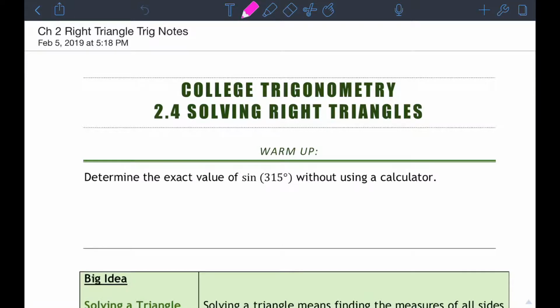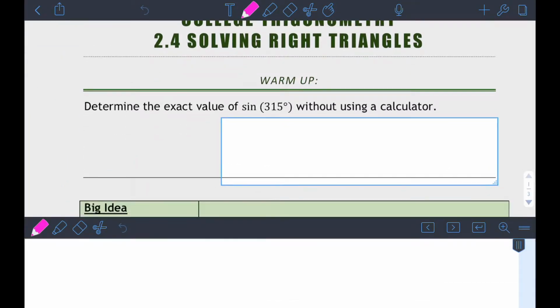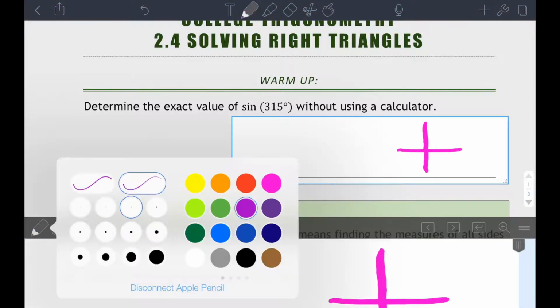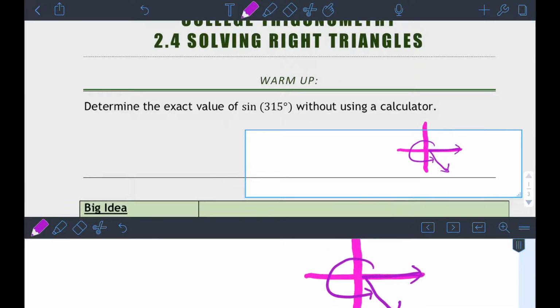So, if you want to find the exact value of sine of 315 degrees without using a calculator, we're going to be thinking about special triangles and your reference angle. So let's do a little sketch. If you draw 315 degrees in the coordinate plane, your terminal side's going to be in quadrant 4.